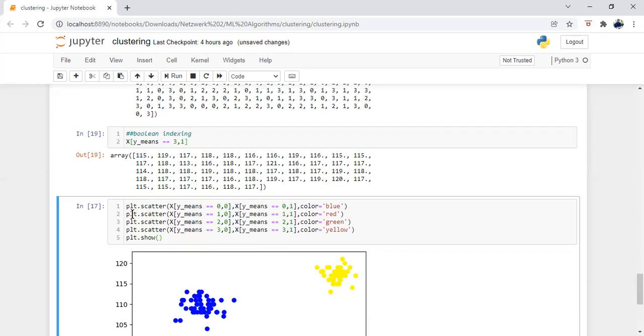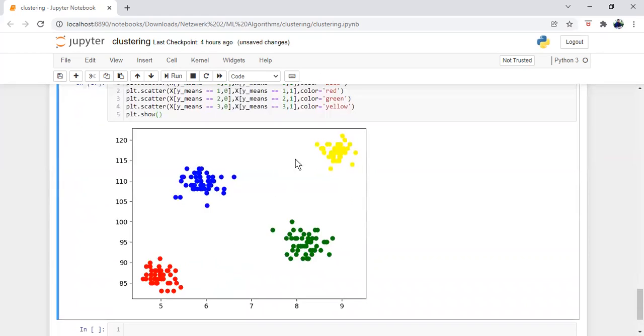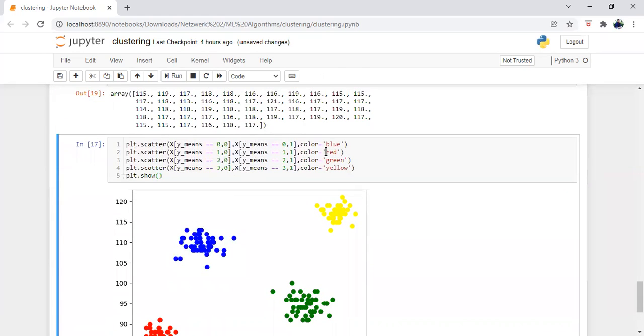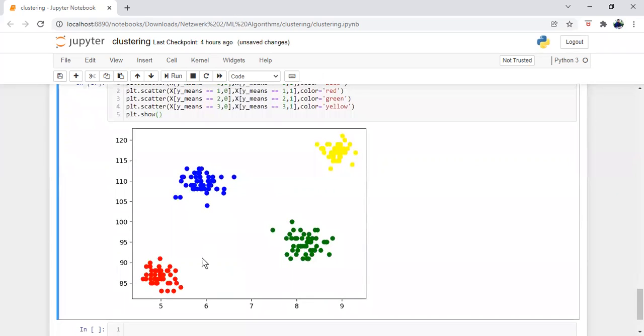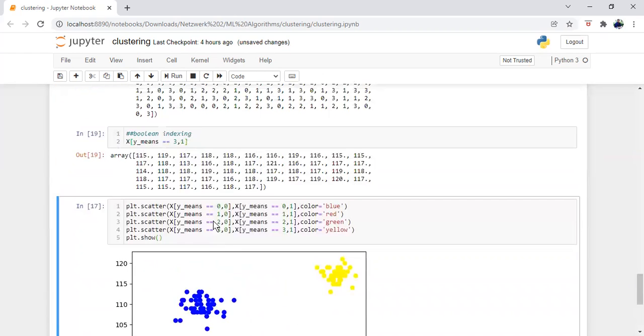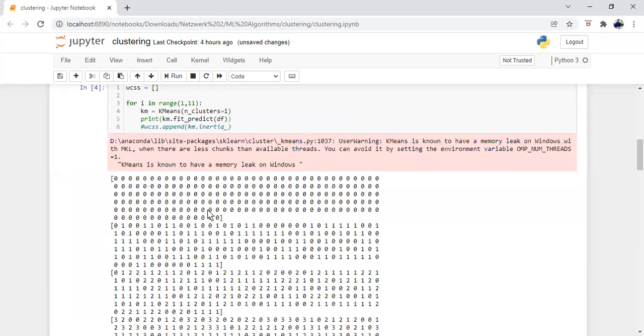Similarly, if I put this into the graph and try to divide them into different clusters and colors, it is able to divide it. I am able to divide it into different types of clusters, four clusters. Okay, so this was the Python implementation.